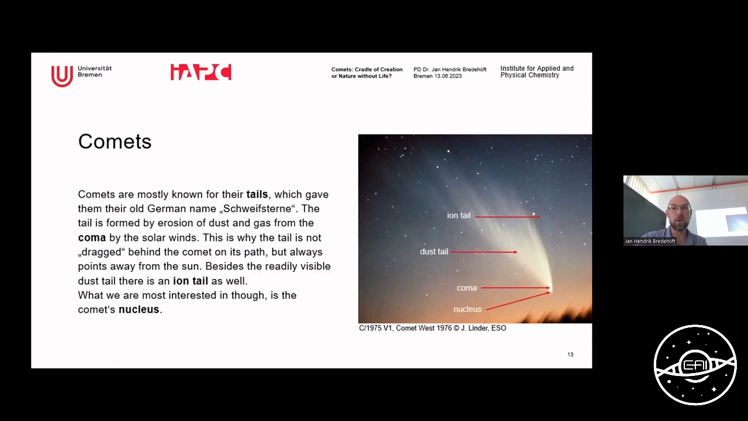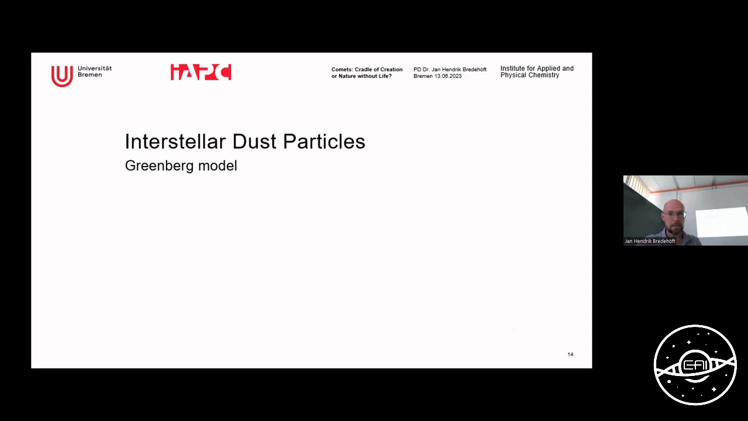So what do we think is the comet nucleus really made of, and how does it form? And one admittedly rather old model for that, but it's still nice because it illustrates the point very well, is the Greenberg model of interstellar dust particles. And the comet is believed to be a collection of frozen interstellar dust particles, basically a conglomerate.